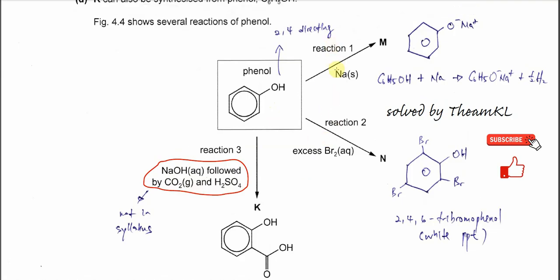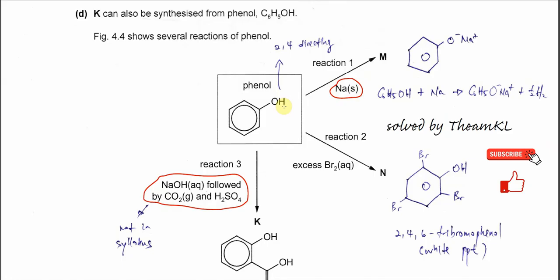So reaction 1 is sodium reacting with phenol. Phenol, we know, is like an alcohol. So alcohol will react with sodium to form an alkoxide and hydrogen. Therefore phenol reacting with sodium will form sodium phenoxide and hydrogen gas. So this is how it works. It means the M that forms is sodium phenoxide.